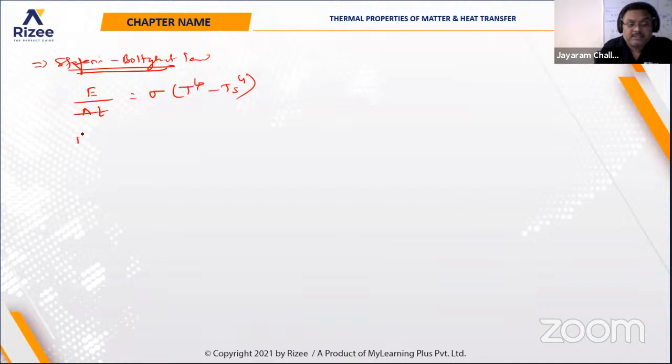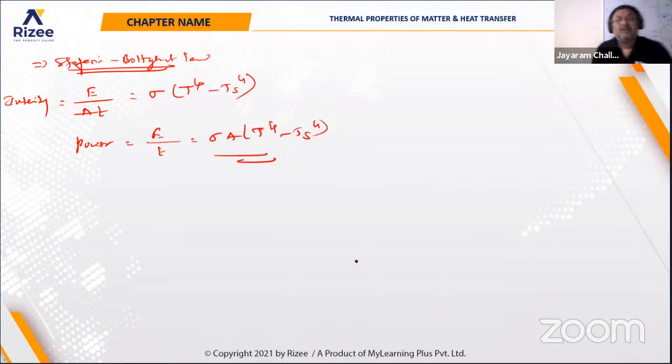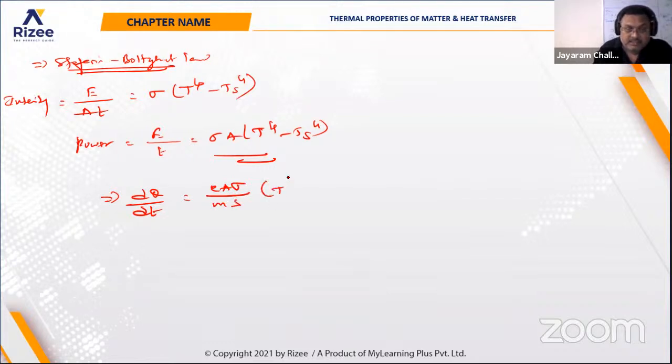So from this one, this is nothing but your intensity. And power, which is E by t, is equal to sigma A into T to the power of 4 minus Ts to the power of 4. So this is your Stefan-Boltzmann relationship. Or the same thing you can write as d theta by dt, the rate of temperature decrease, equal to emissivity e A into sigma by m s, into T to the power of 4 minus Ts to the power of 4.